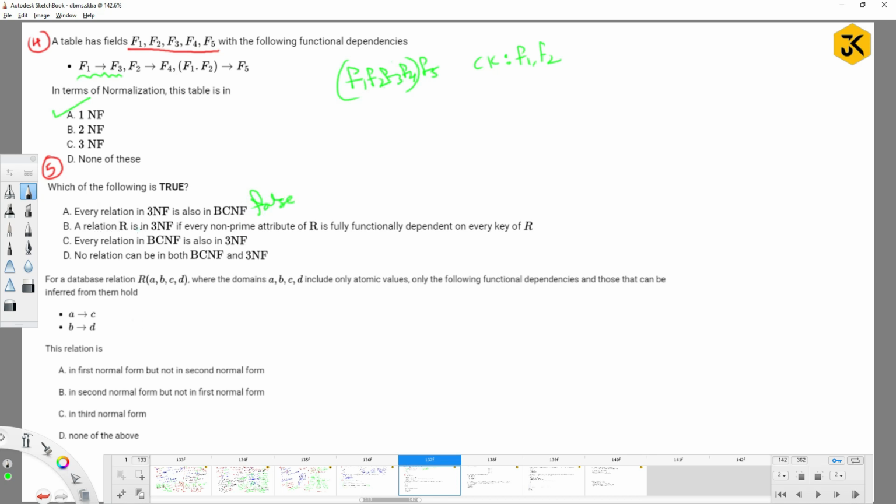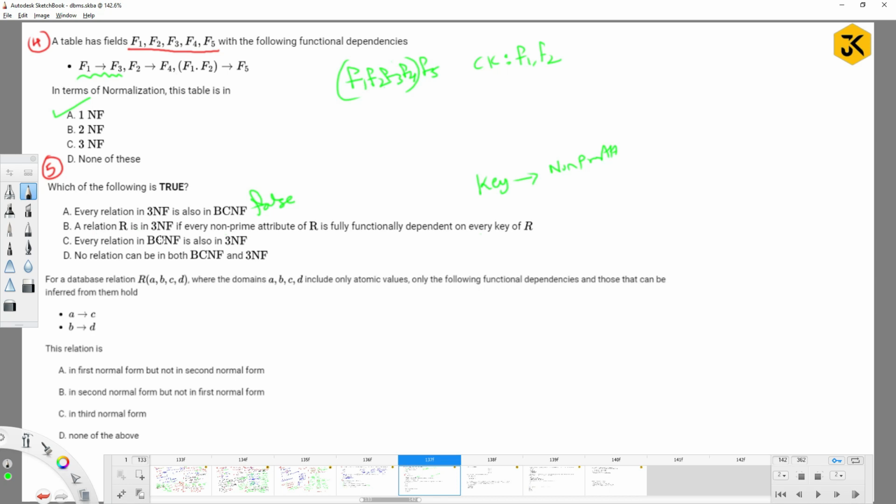Next, a relation R is in 3NF if every non-prime attribute of R is fully functionally dependent on every key of R. Meaning that if I say a relation R is in 3NF, every non-prime attribute of R is fully functionally dependent on every key of R, meaning LHS is a key, RHS is a non-prime attribute. Is it the correct one? Okay, let us come to this point later. Try to check the third point.